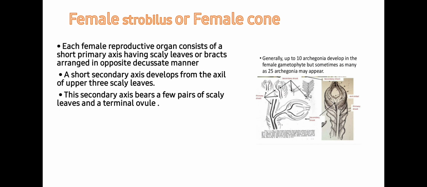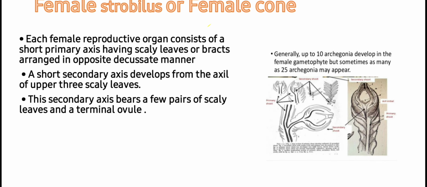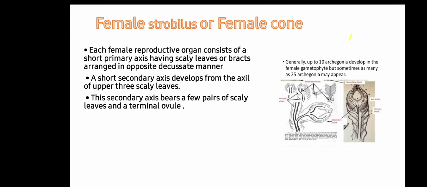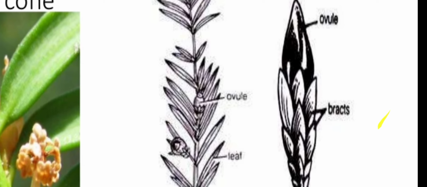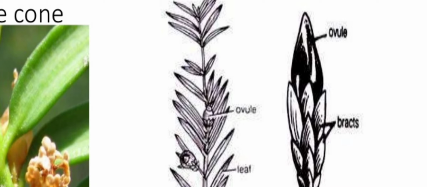Each female strobilus consists of a short primary axis bearing scale leaves or bracts arranged in the opposite decussate manner. You can see this arrangement in this image. Scales or bracts are present in the opposite decussate manner.